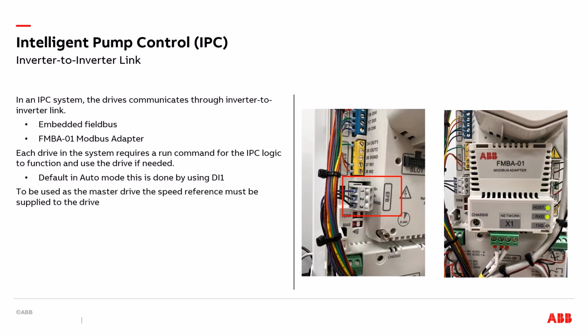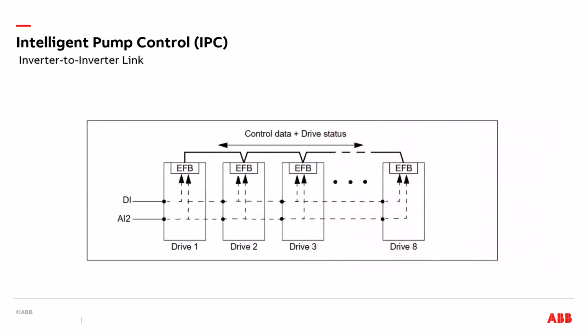To be used as a master drive, the speed reference must be supplied to the drive. Any safety interlocks should be wired to each drive. The inverter-to-inverter link is done through the embedded field bus, and that's where control data and drive status are sent back and forth between the drives.